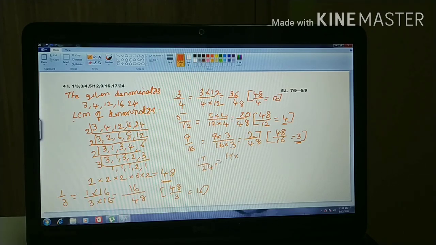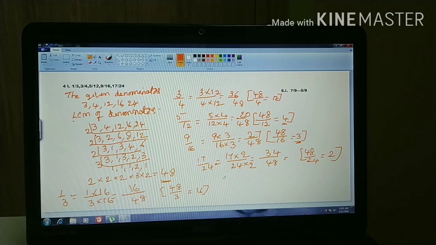So 17 into which number do you have to multiply with? Don't know. You have to get 48 here. So for that reason 48 divided by 24, that is the denominator, you are getting 2. So you have to multiply both numerator and denominator with 2. So you are getting here 34. Like that you have to convert into like fractions.